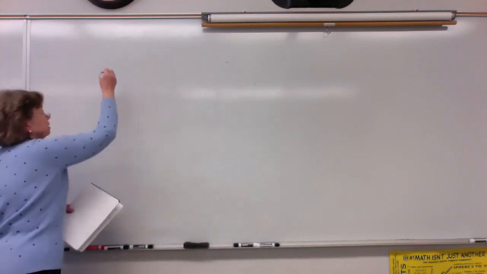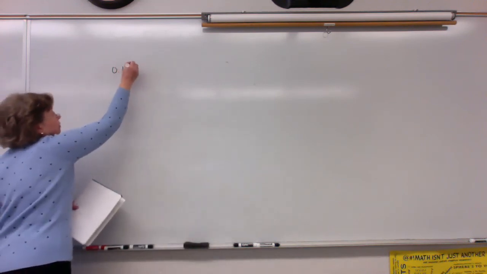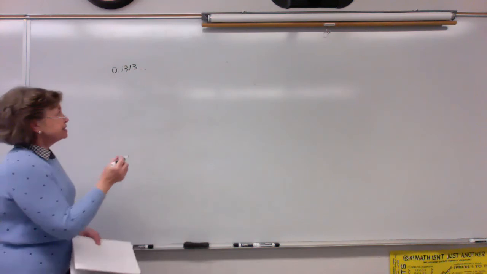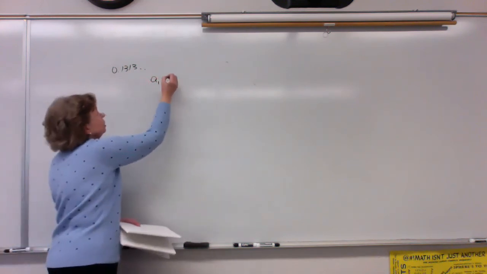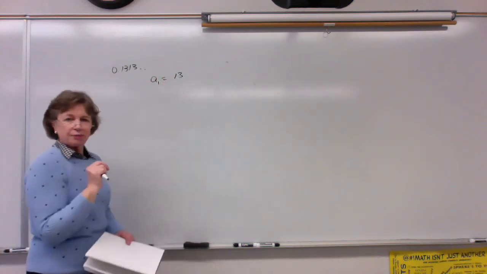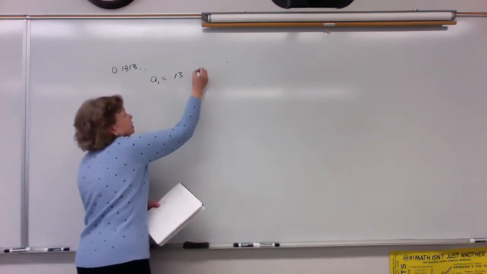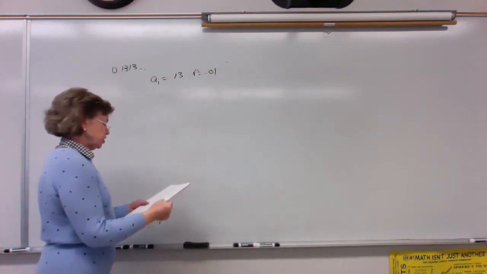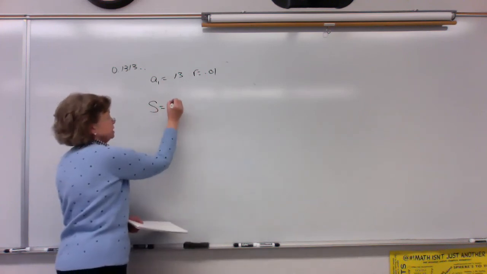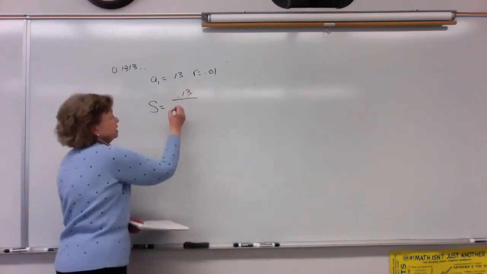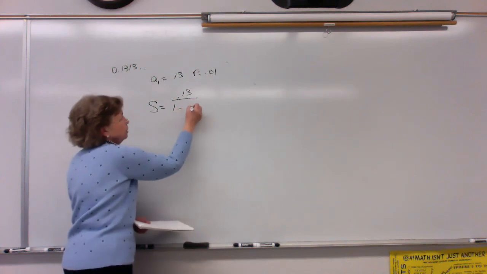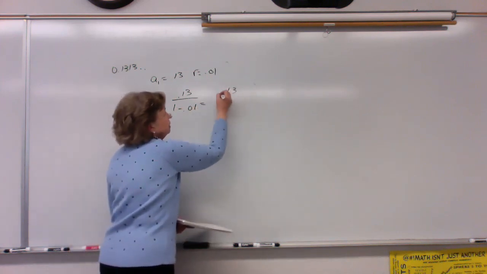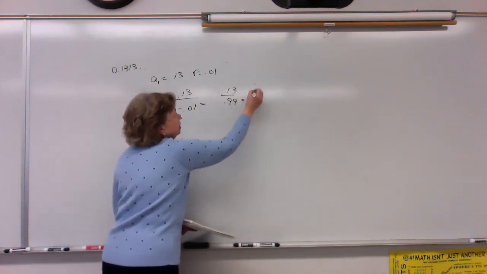Which looks like 0.1313, and so on. So by this time we ought to be pros. The first term is 0.13 because those are the repeating digits. The common ratio is 0.01 because it repeats twice, so that's 10 squared, 100. And so S is 0.13 divided by 1 minus 0.01, which is 0.13 divided by 0.99, which is 13/99.